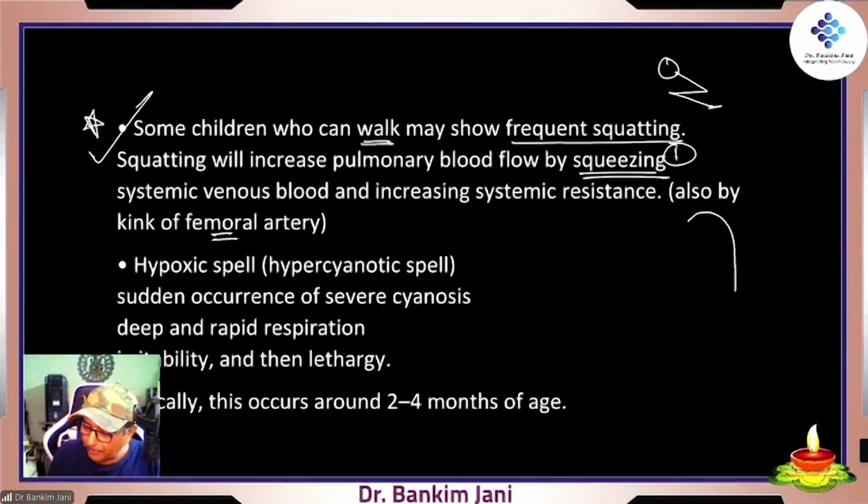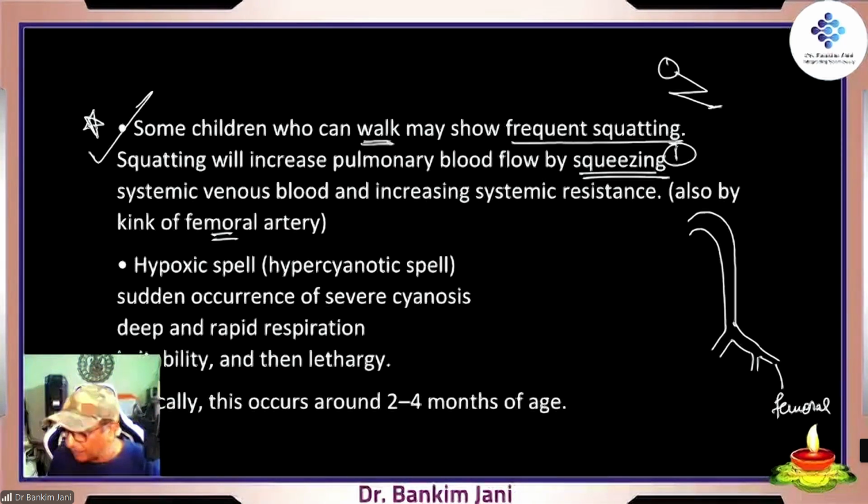This is the aorta. From the aorta, it divides into the common iliac, then the external iliac and internal iliac, and the external iliac is nothing but the femoral artery. And it is the femoral artery which supplies the entire lower limb. When the baby squats, this femoral artery is bent, that is, compressed. When it is kinked, when it is compressed, it will generate a back pressure.